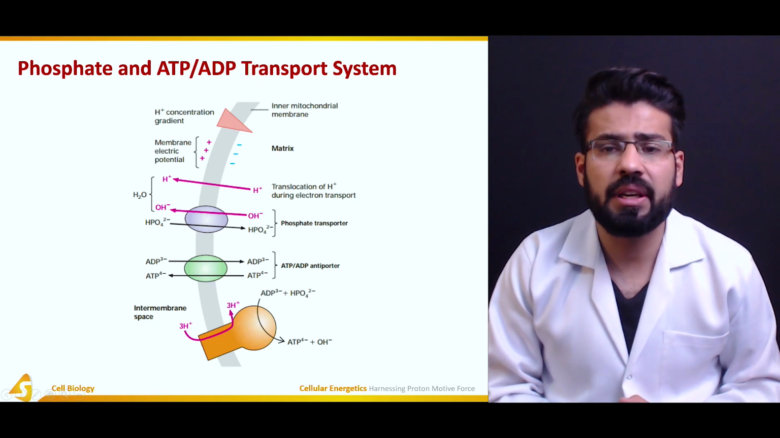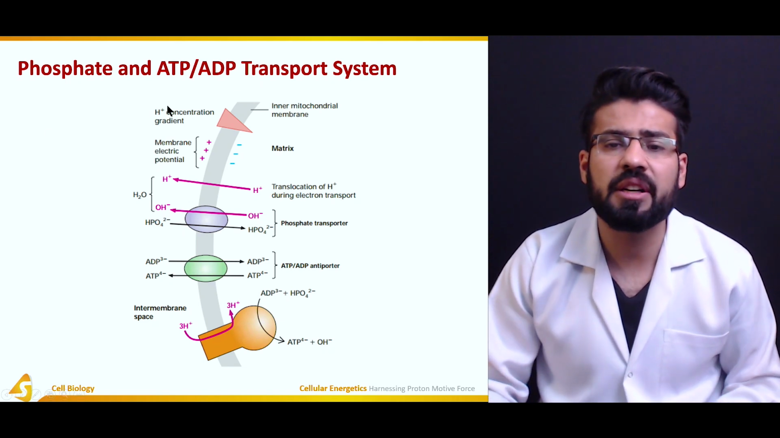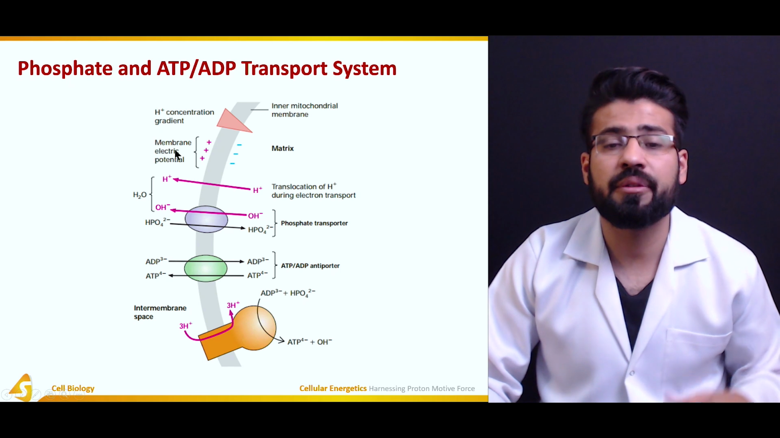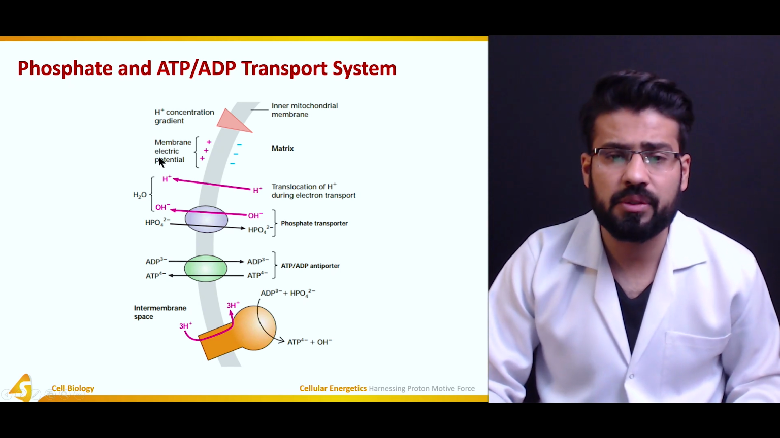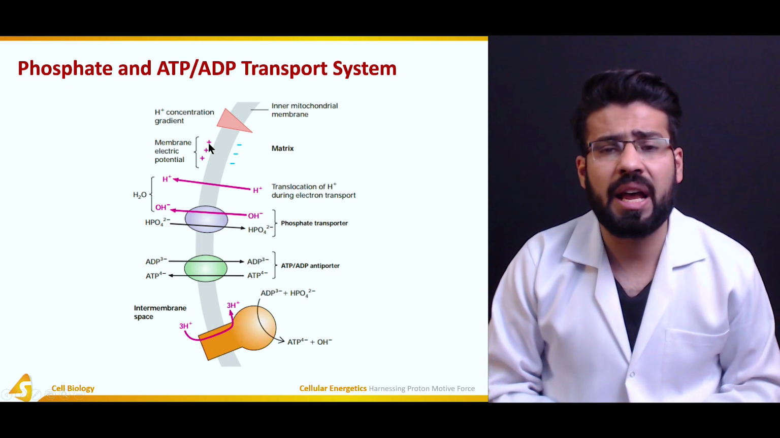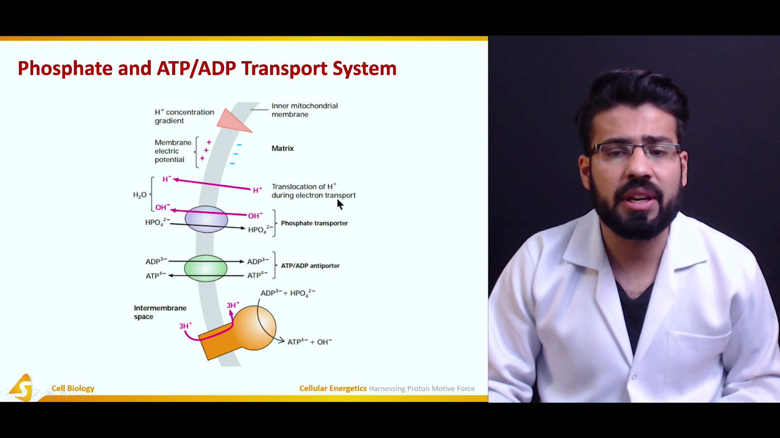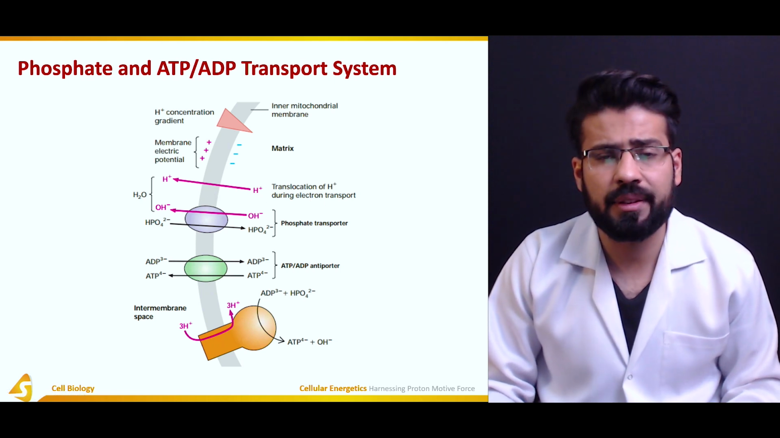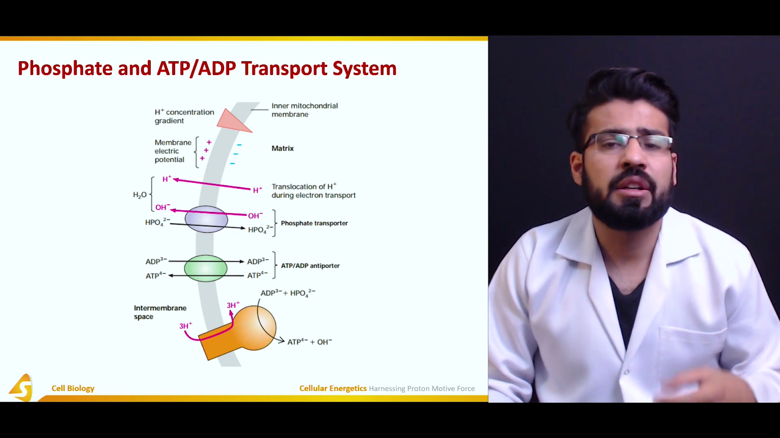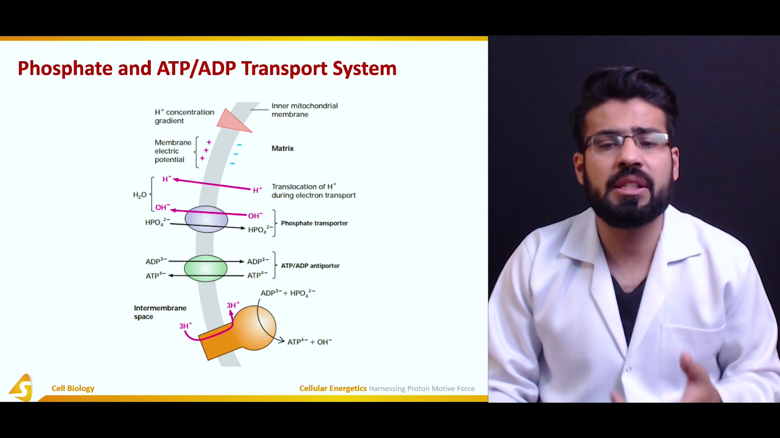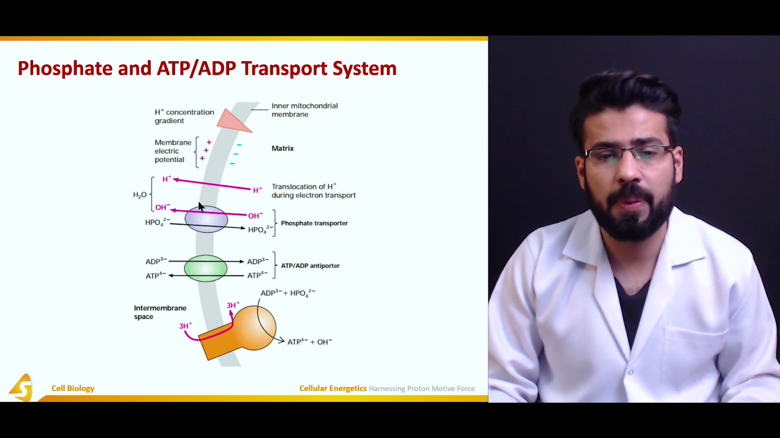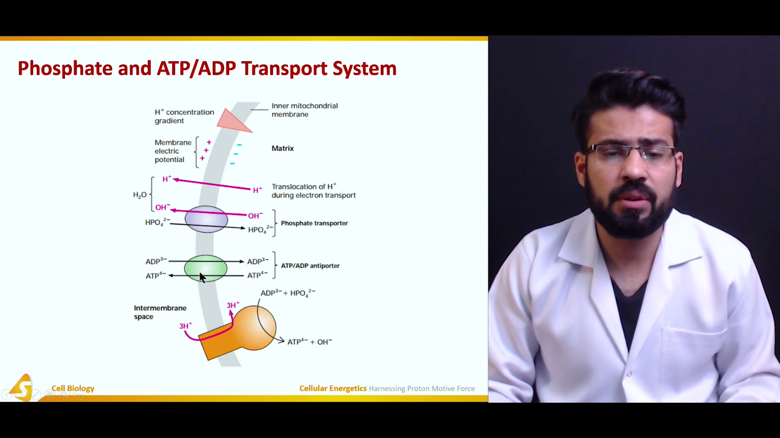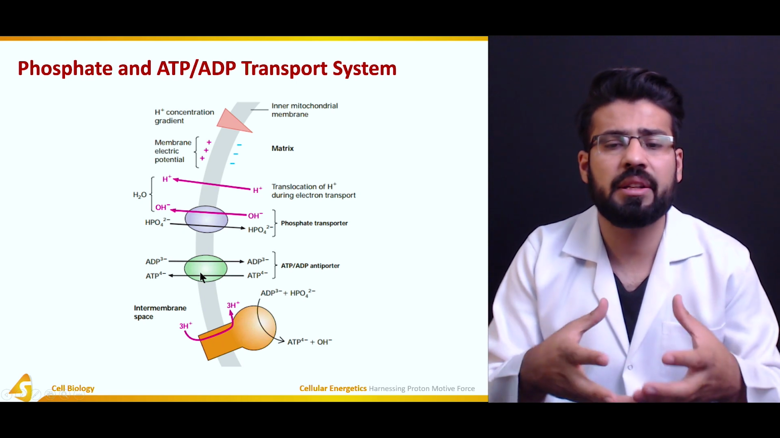So the phosphate and the ATP or ADP dependent transport system, we have the inner mitochondrial membrane as shown. We have a concentration gradient down the matrix. And we have, of course, the membrane electric potential as well. Both of these combined would serve as a proton motive force. So there is a translocation of protons against their concentration gradient during the electron transport, when the energy from the two electrons is being utilized for the movement of protons outside. So we have a phosphate transporter, we have an ATP antiporter molecule. All of these combined is going to help in the production of the ATP.